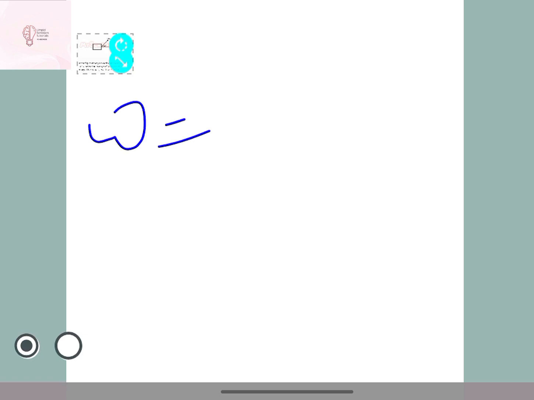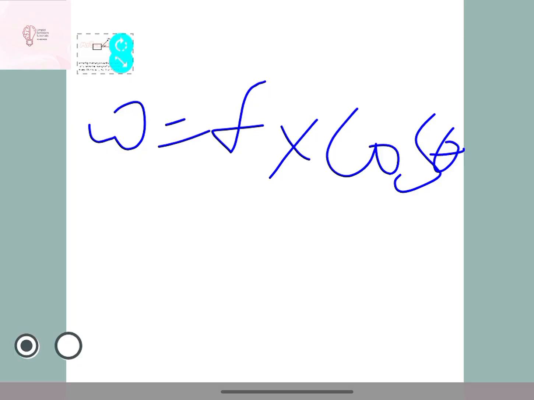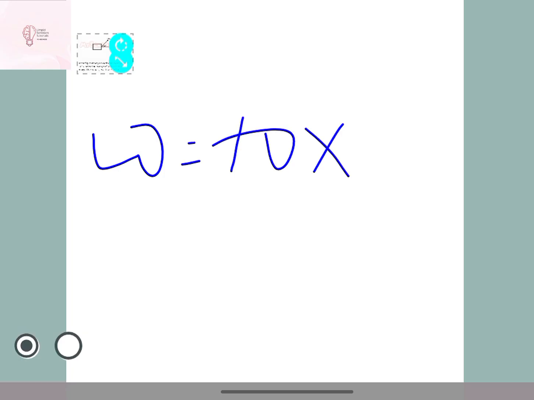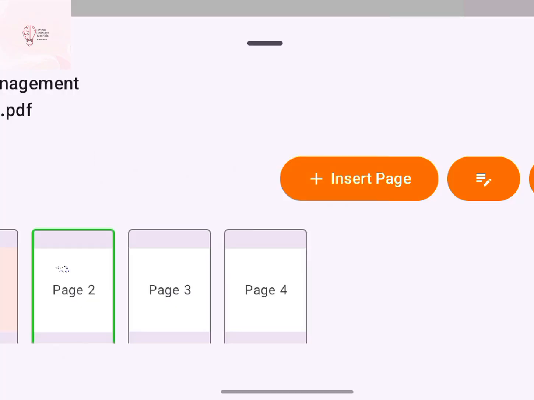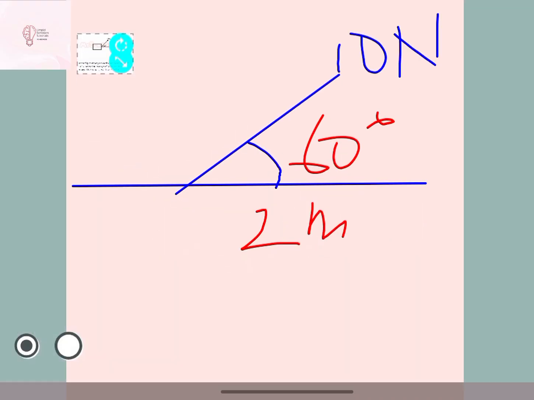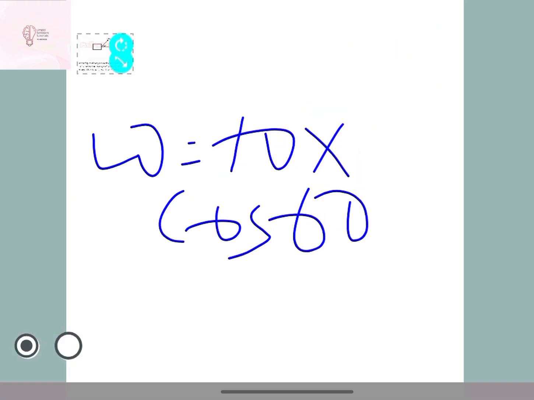Work done is what? Your force times cos theta times your distance. Okay, so what is our force there? Work done, our force there is 10 times cos theta, cos 60, times what? What is our distance? Let's check our distance very well. Distance is 2 meters.